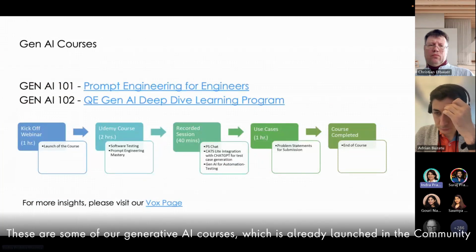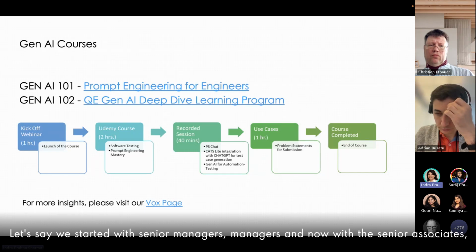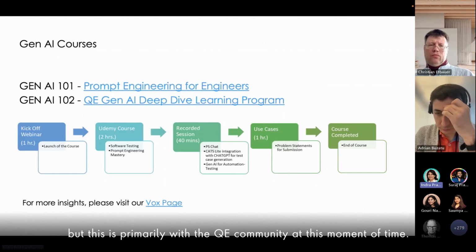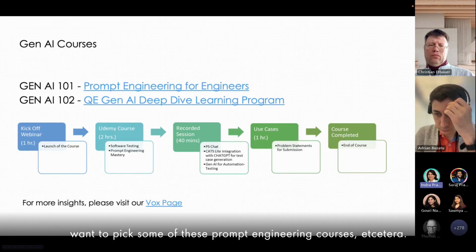These are some of our generative AI courses, which are already launched in the community. It is a two-phased approach that we are using, title specific. Let's say we started with senior managers, and now with senior associates. But this is primarily with the QE community at this moment. But you can explore and work with your craft leads or your leaders if you want to pick some of these prompt engineering courses, etc.